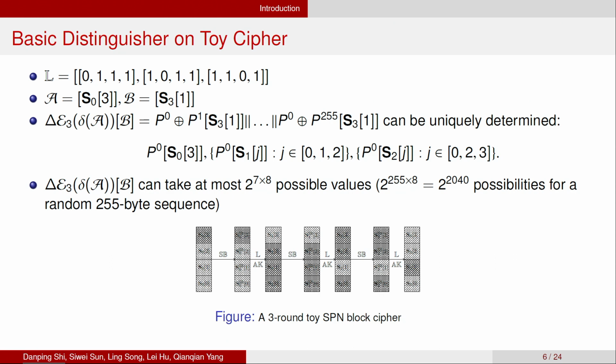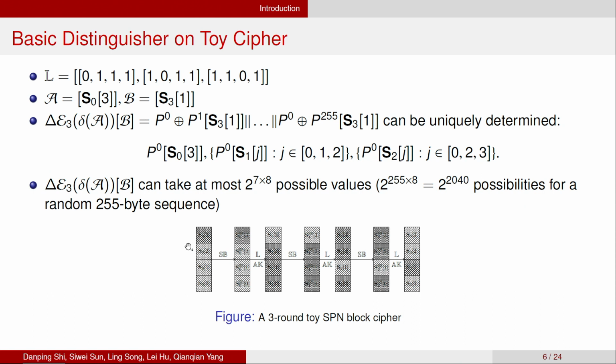In the following, I'd like to give examples of concepts on a toy cipher. The toy cipher has 4 bytes block size, and the linear layer updates the states by left multiplying a binary matrix L. A has the position S03, B has the position S31. Then the sequence at S31 can be uniquely determined by 7 internal parameters.